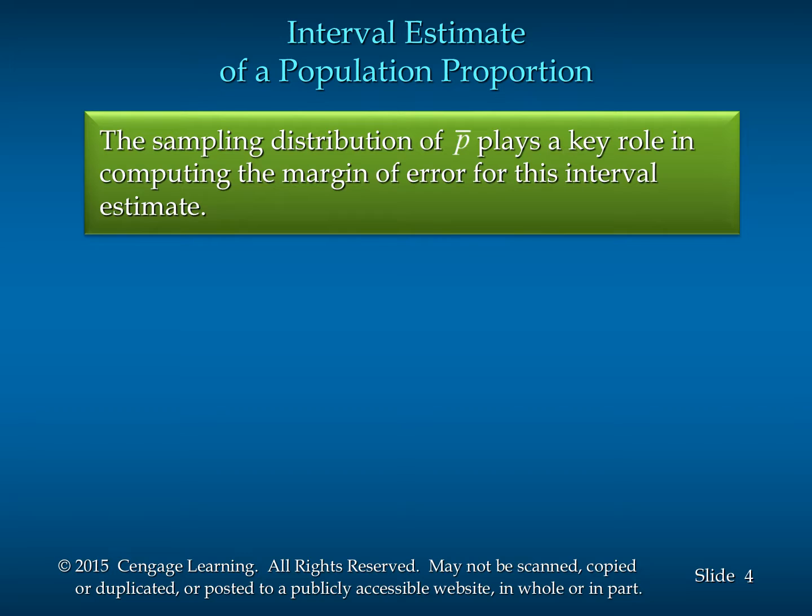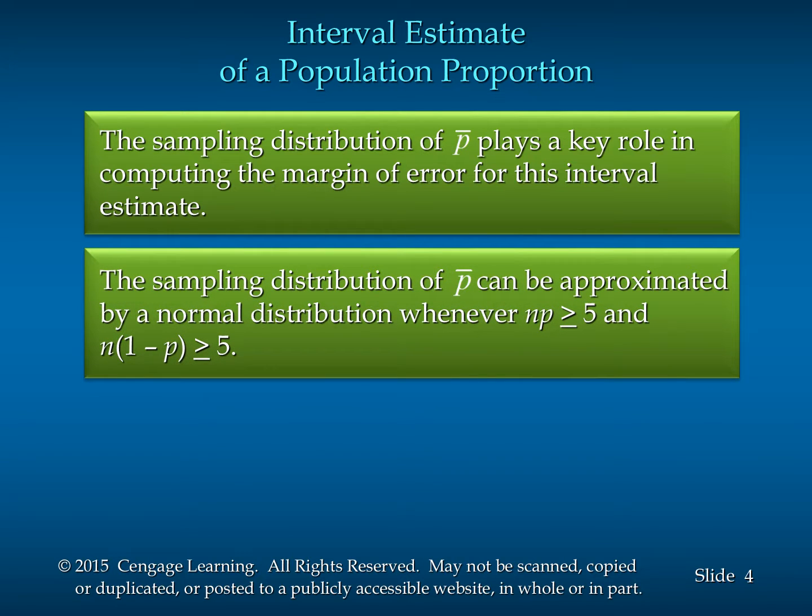Just as we discussed with the sampling distribution from Chapter 7, we can use the normal distribution when n times p is greater than or equal to 5 and n times 1 minus p is greater than or equal to 5, p being the sample proportion or the population.